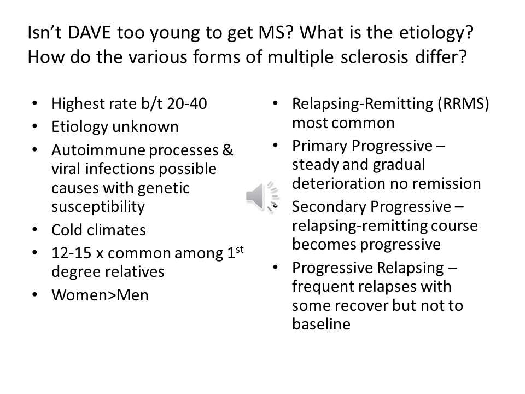So isn't Dave too young to get MS? What is the etiology, and how do various forms of multiple sclerosis differ? Dave is not too young to get MS, and the rate of incidence is between the ages of 20 and 40. The etiology is unknown, but autoimmune processes and viral infections have been identified as possible causes in genetically susceptible individuals. MS is more common in cold, temperate climates. It is 12 to 15 times more common among first-degree relatives, and women are affected about twice as many times as men.